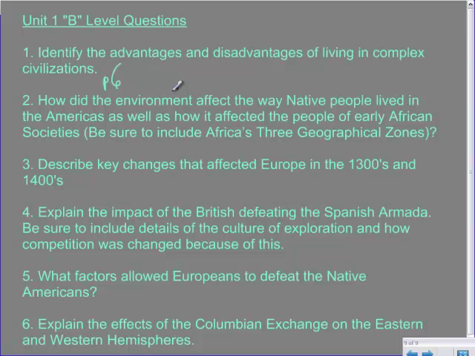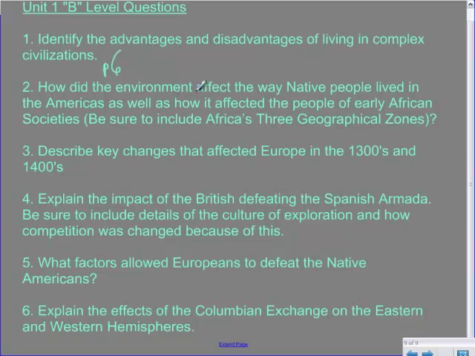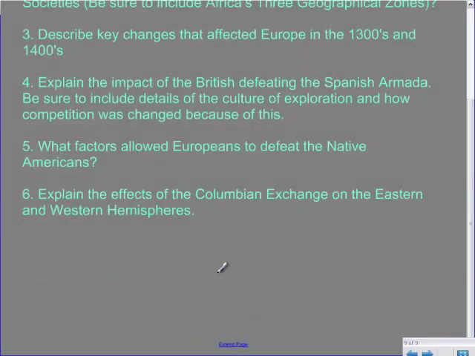The environment affects the way native peoples lived. I would talk about the Inuits, how they made their igloos out of ice because they live where there's only ice around. We talked about the 3 geographical zones in your notes. So this is chapter 1, section 2, and chapter 1, section 3 for this question. You just need to talk about what you think would lead to the environment having anything to do with how people live. So yeah, the rest of these we've talked a lot about.